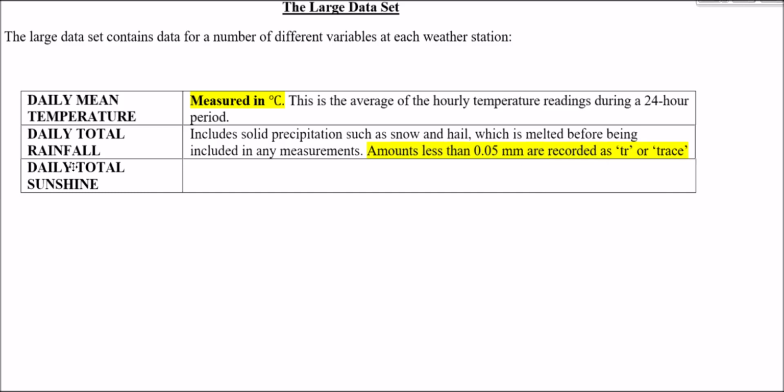And another one is daily total sunshine. This, you probably could have guessed, is measured to the nearest, not hour, but nearest tenth of an hour. You probably would have guessed it was nearest hour. I fooled you, if so. No, it's the nearest tenth of an hour, so in 6-minute intervals.